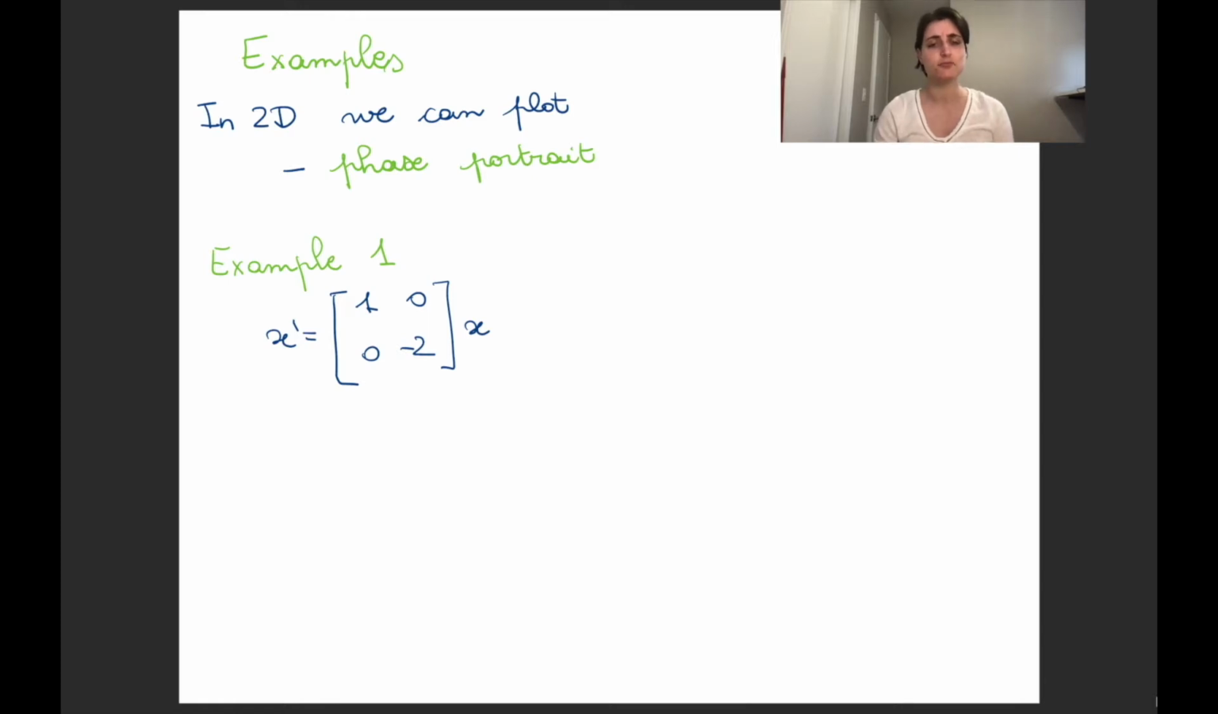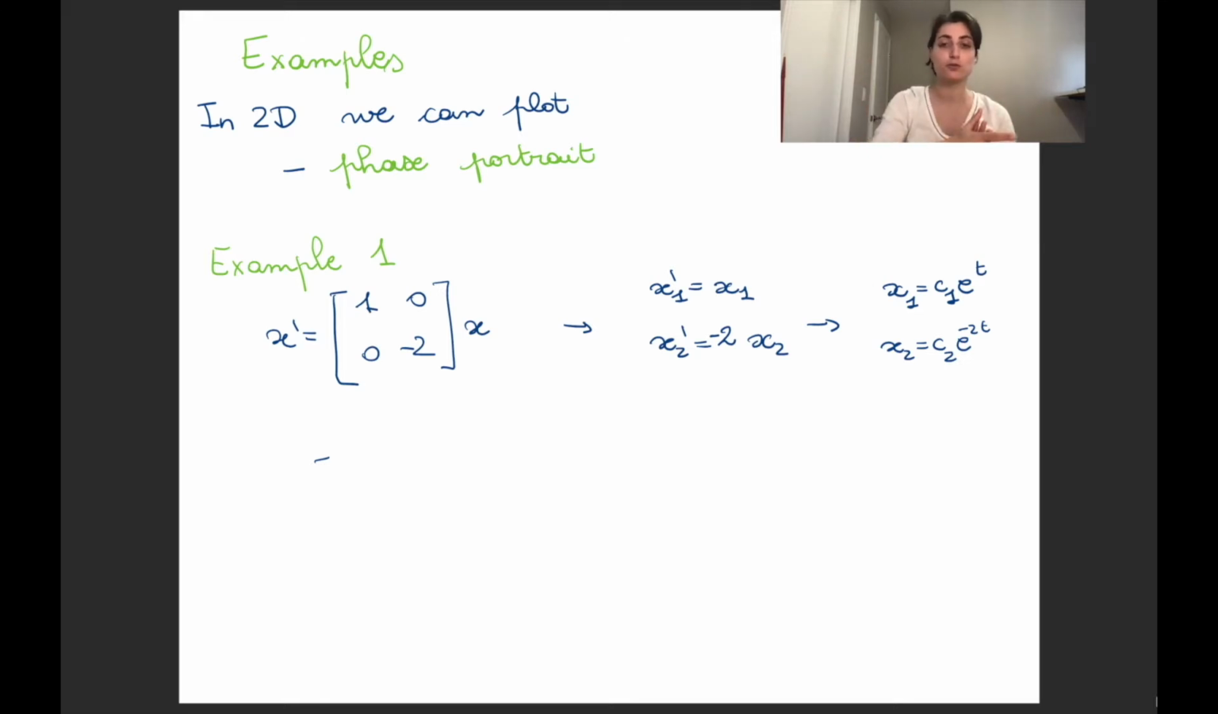But this is a system we should be able to solve in a different way. For example, we can think of splitting this system in x1 prime equals x1, x2 prime equals minus 2x2, and solve these two independently. We have x1 as a function of time is a constant times exponential of time, and x2 is a constant times exponential of minus 2 time. So this is one way to solve this ODE. We split the two equations and we solve each equation independently.